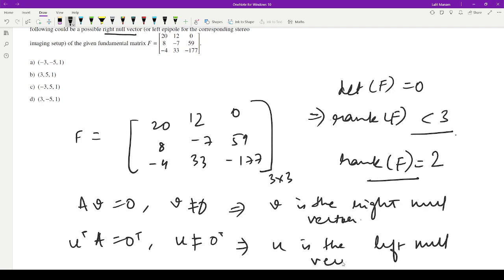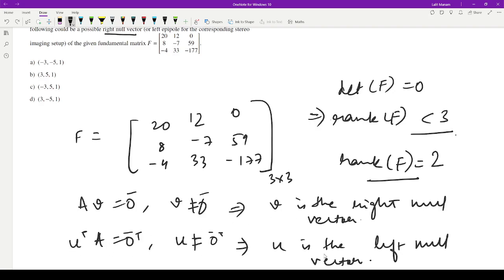Is this definition clear? No, sir. Okay. If you have a vector V which is multiplied by matrix A, it gives us a zero vector. By definition, if A into V is 0, but V is not the zero vector itself, that means V has some non-zero elements. Then V is the right null vector.